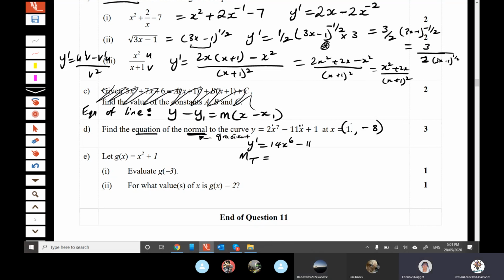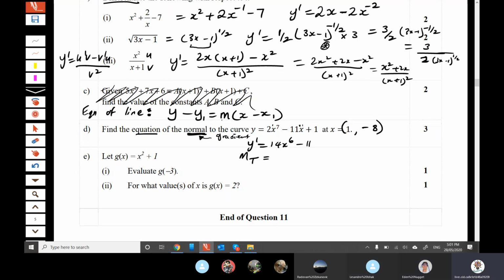Isn't it the gradient function? This is your gradient function. Now you finished it off. Yep, you've already got y dash. How do we find my tangent though? The gradient of the tangent. y minus y1? No, that's the equation of your line.